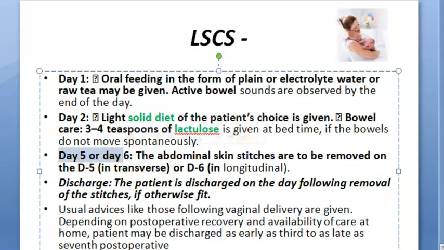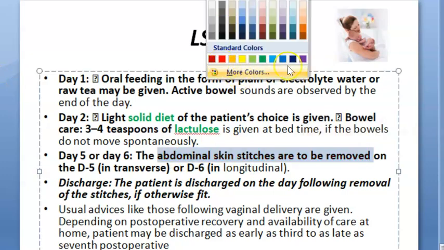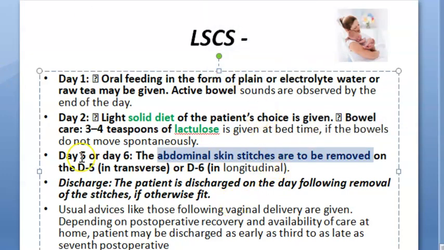Then coming to day 5, day 6, okay, where is day 3, day 4? This 2 to 4 teaspoons has come in the middle, but otherwise it is not day 3, day 4. Day 5, day 6, basically they are saying the abdominal skin stitches are removed. So you have to remove these abdominal skin stitches, because these are non-absorbable sutures they would have used.